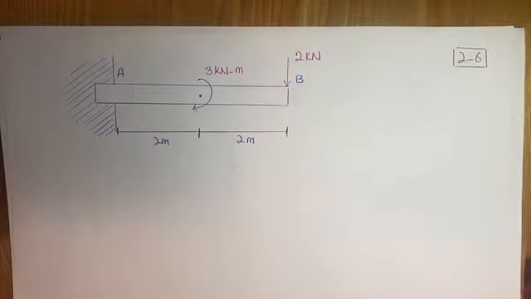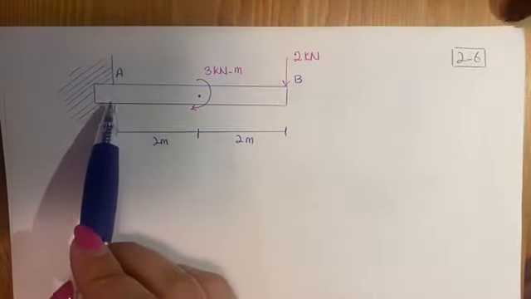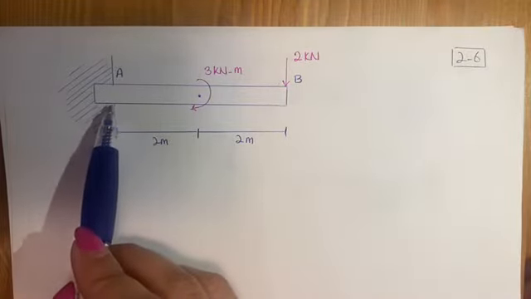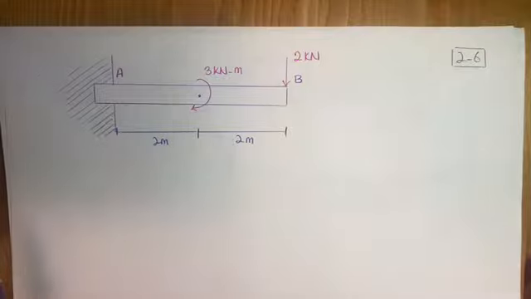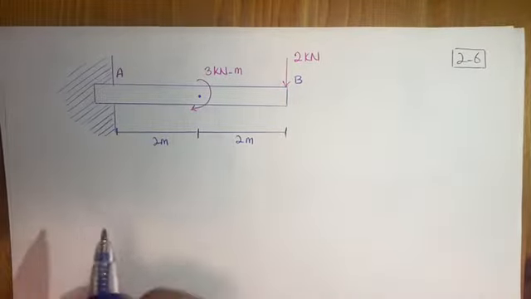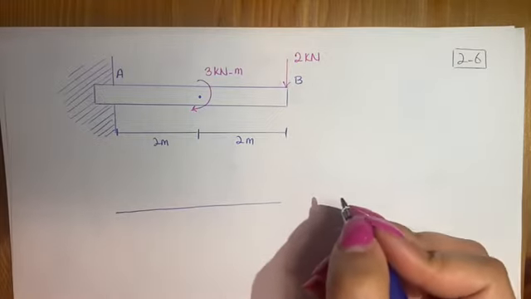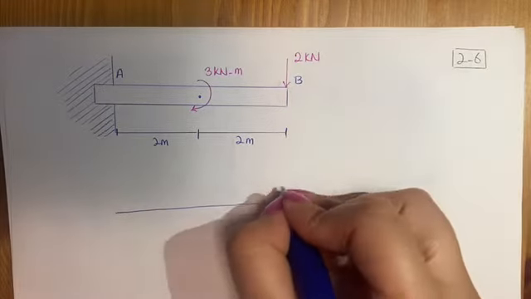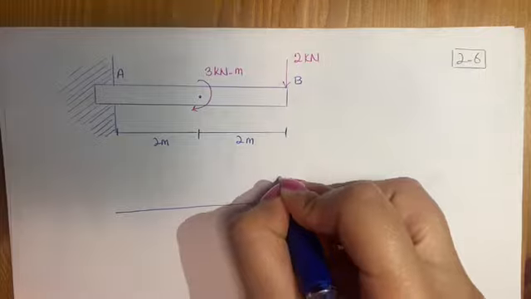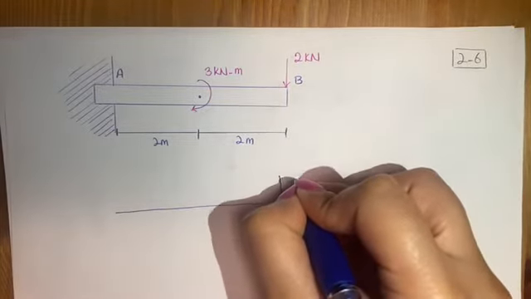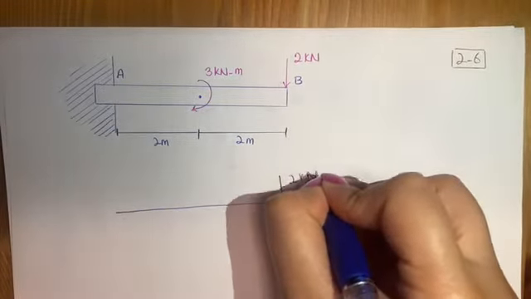In this question, you're required to calculate the moment at this point, point A. Based on the previous problem, you completely know how to draw the free body diagram of this beam. You have a concentrated force here, 2 kilonewtons.